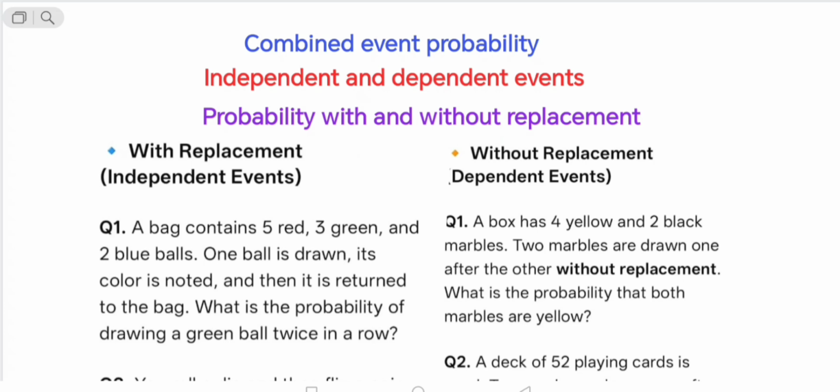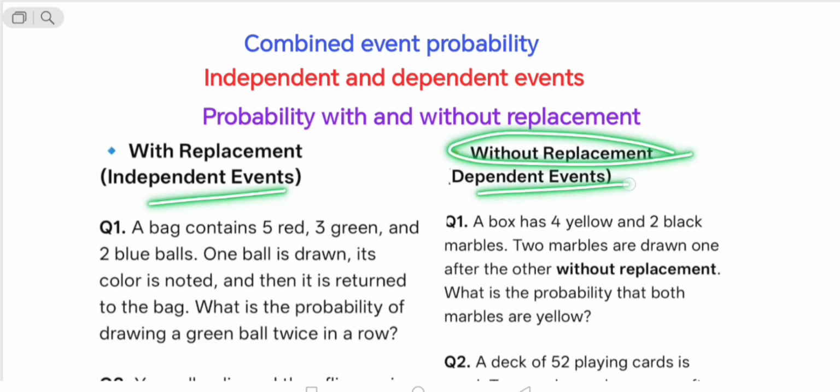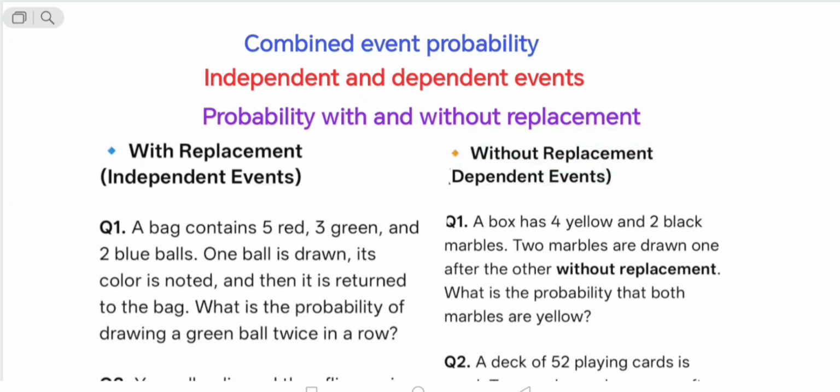Just concentrate. Look, the first thing, independent probability. Independent probability and with replacement probability are the same, as I wrote here: with replacement and independent event. Without replacement and dependent event are the same. Here are some questions. We will solve these questions, and you will understand the difference between independent and dependent, and between with and without replacement. So let's start solving some questions.